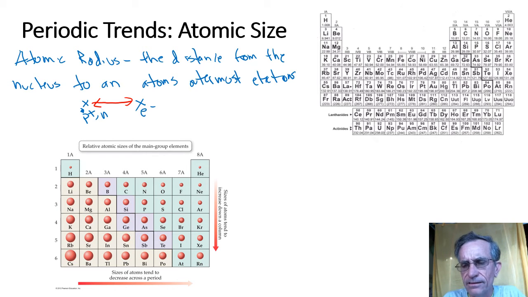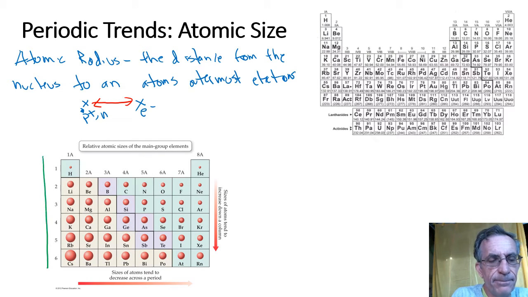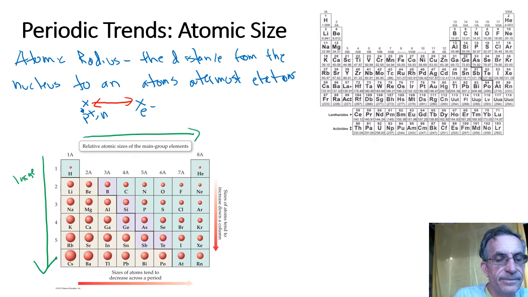Now, there is a pattern. If we look at the periodic table, we can predict which atoms are going to be the biggest and the smallest. So in the bottom corner here, you're going to see a representation of atoms. The basic way it works is as you go down, atoms get bigger. As you go across the periodic table, they get smaller. Let me rewrite that, that's a little hard to read. They get larger going down, and they get smaller going across.